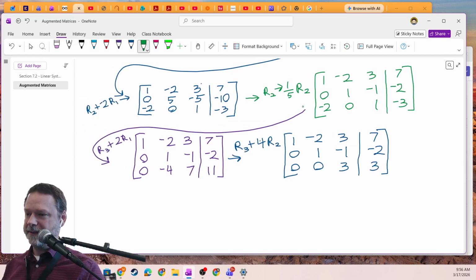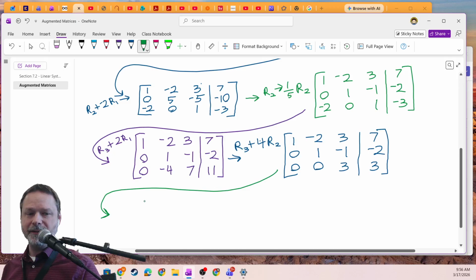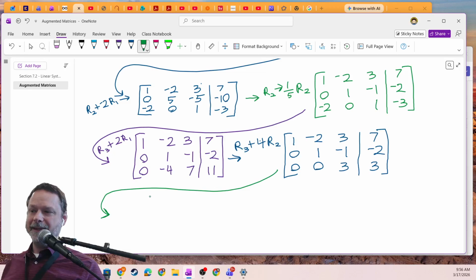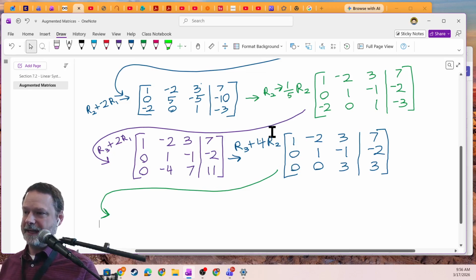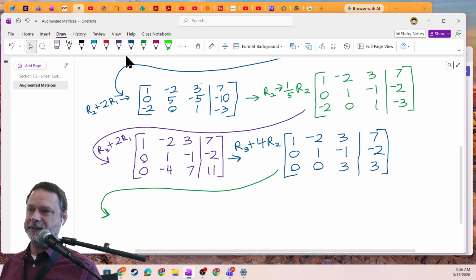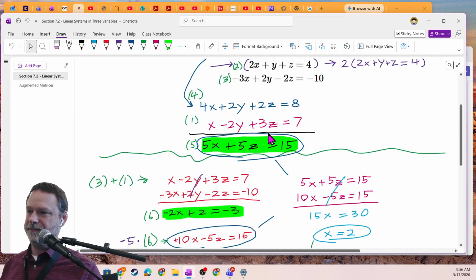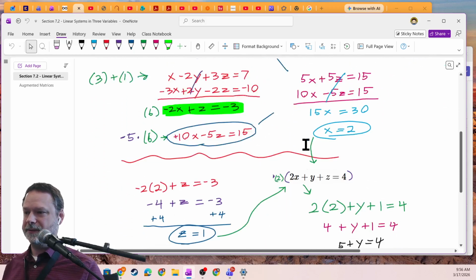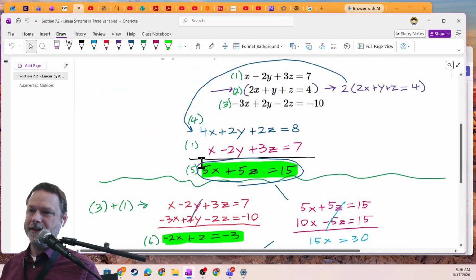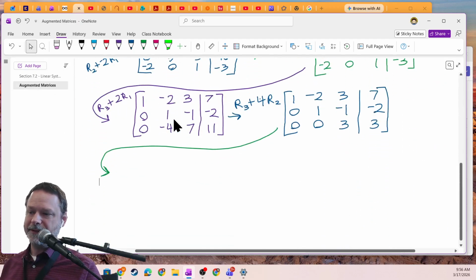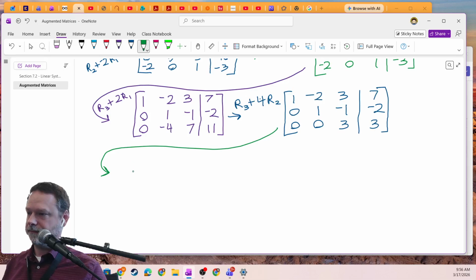Is it faster? Maybe, maybe not. But can you imagine if you had 4 equations, 4 unknowns? This might be a little bit easier to handle, and it's definitely more organized, easier to follow than this, where I was kind of jumping around a lot. I'm like, okay, I'll mess with these 2 equations, now I'm going to mess with these 2. So just an alternate way to handle these.